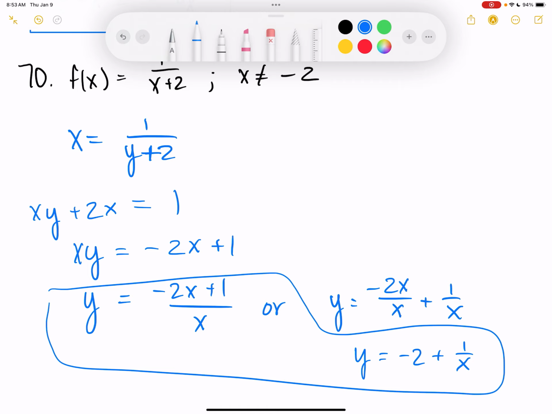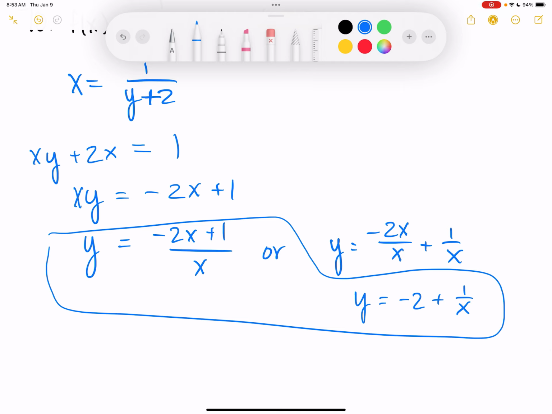Now, what value can x not be here? Negative 2. Let me rephrase. In this problem, just 1 second. 0. Yes, it cannot be 0. So x can be anything but 0.